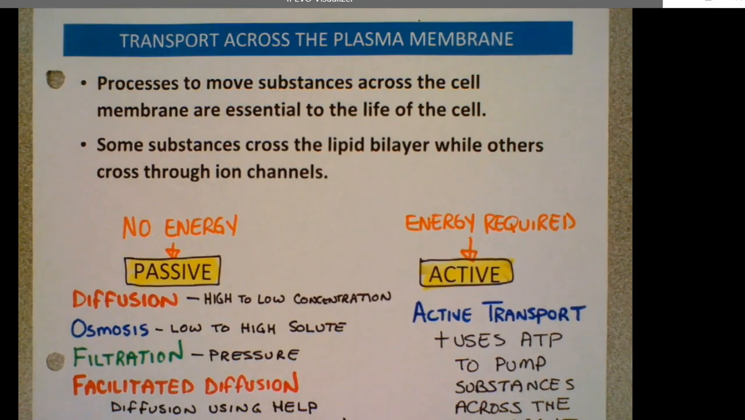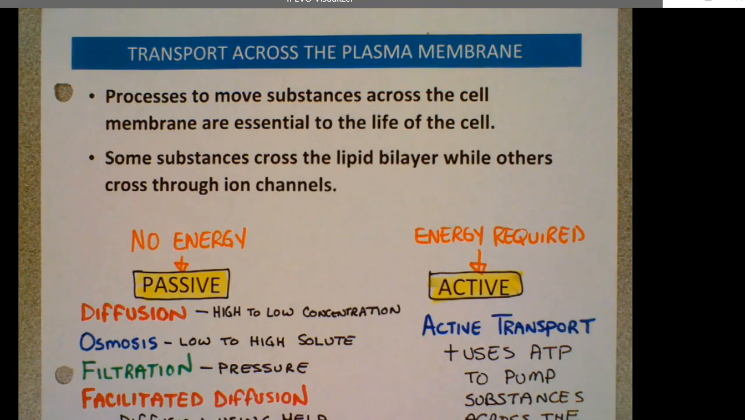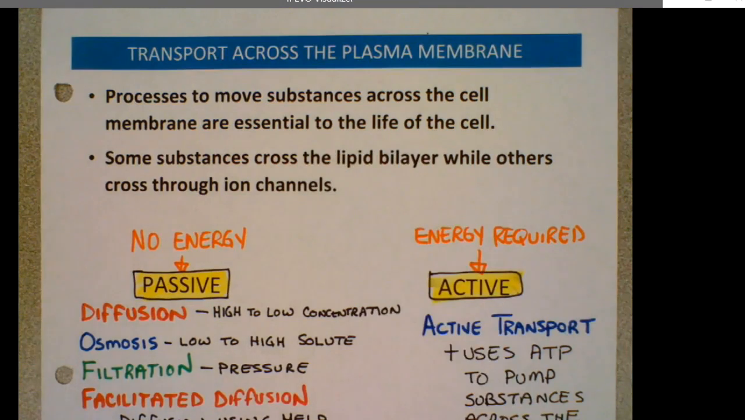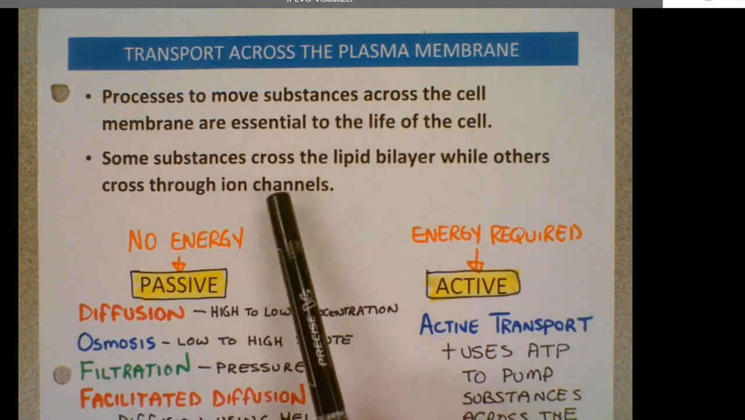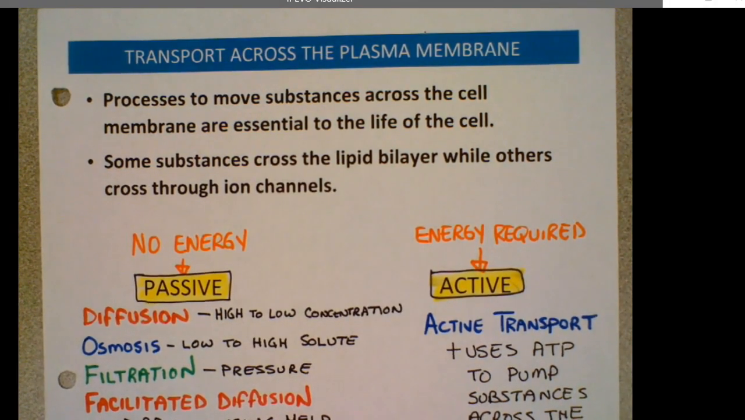So handout 3C says transport across the plasma membrane. This is just processes to move substances across the cell membrane. It's how the cell metabolizes. So moving stuff in and out, we need to move nutrients in, we need to move waste products out, is essential to life. It says some substances can cross the lipid bilayer while others have to cross through channels. Those channel proteins that I mentioned back in handout 3A.